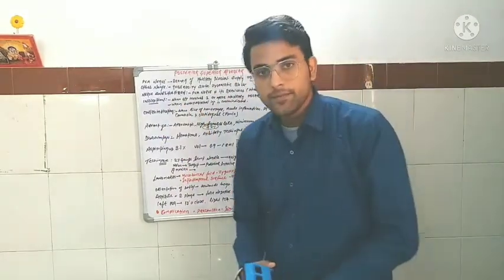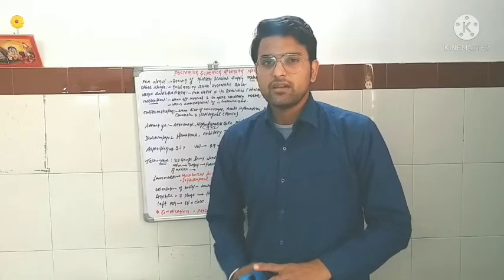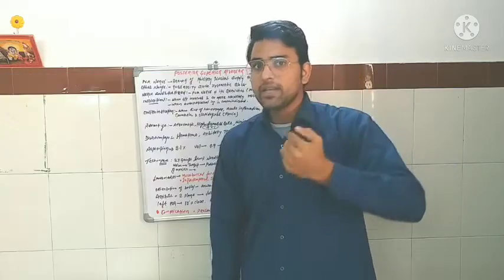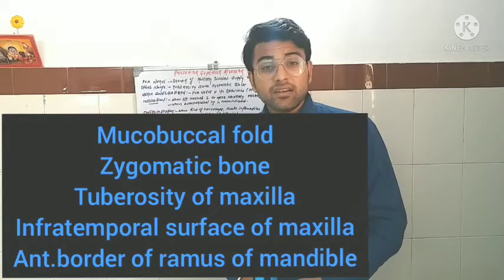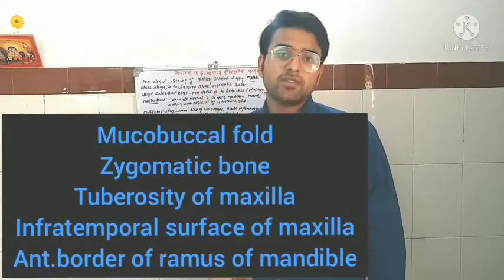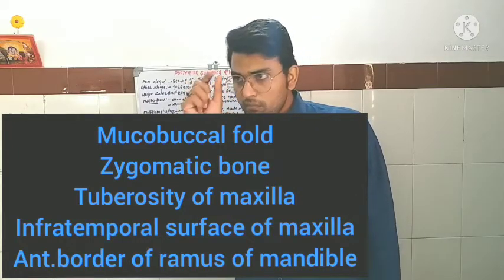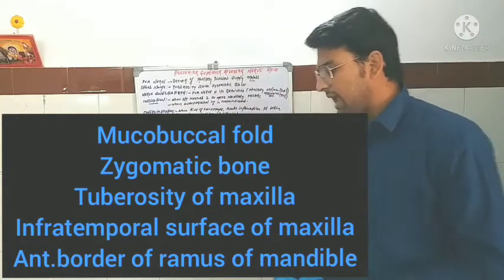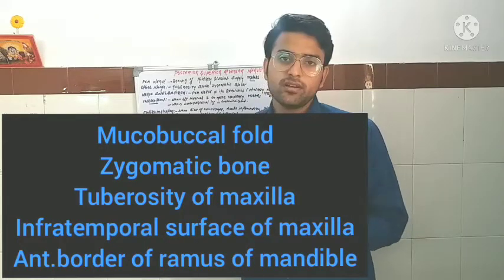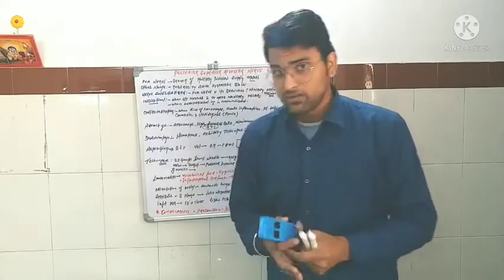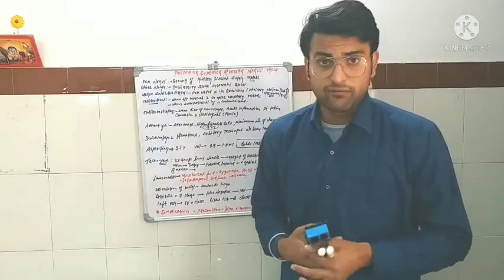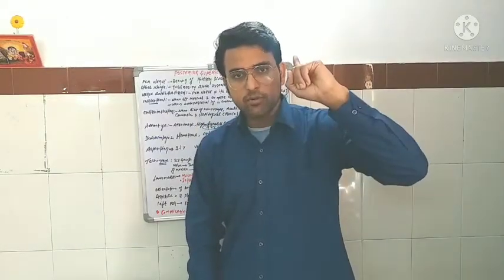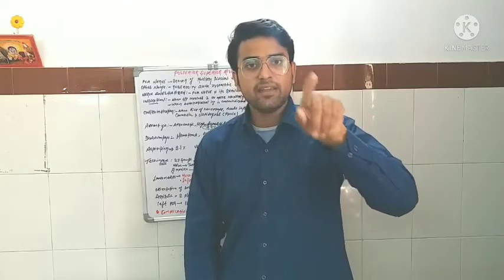Okay, see in the diagram, above the maxillary second molar. So the landmark will be, when you are inserting the needle, it should lie in the mucobuccal fold, the first landmark. Then the zygomatic process, then the tuberosity of zygoma, then the infratemporal surface of the maxilla, then the anterior border of the ramus of the mandible, and then the maxillary tuberosity. Okay, so what are the landmarks? Must remember, it is mainly asked in viva, and the PSA nerve block also comes as a short note.